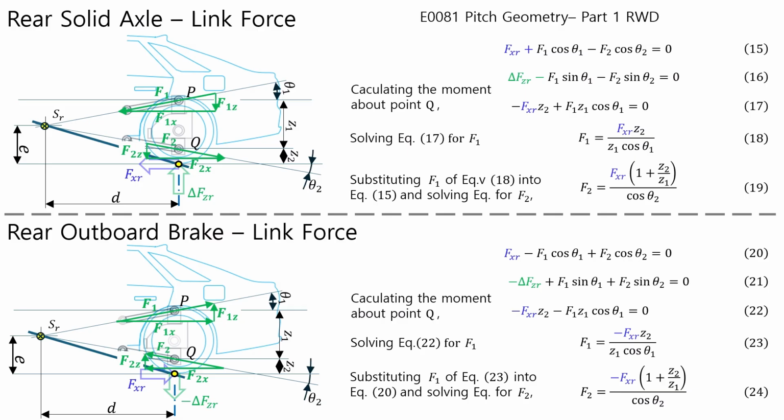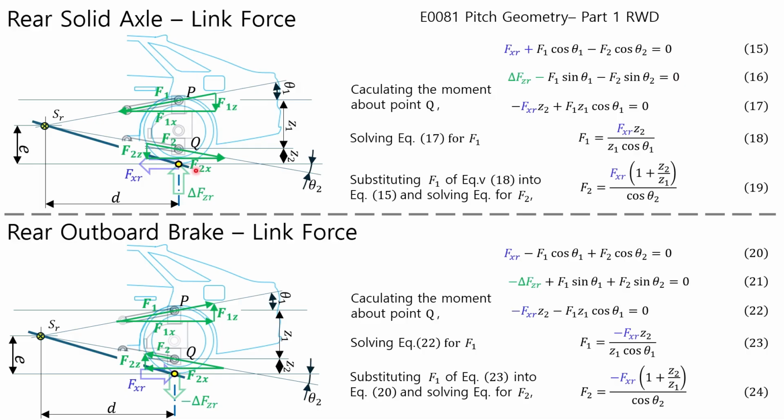By using the results of the analysis of the forces acting on the rear wheel drive solid axle suspension links, which were examined in the previous video, E0081, pitch geometry part 1, rear wheel drive, we can easily analyze the forces acting on the links during rear wheel braking. For an efficient explanation, we will not consider the static vertical load acting during static state or constant speed, but will only consider the vertical dynamic load generated as a reaction to acceleration, delta FZR.